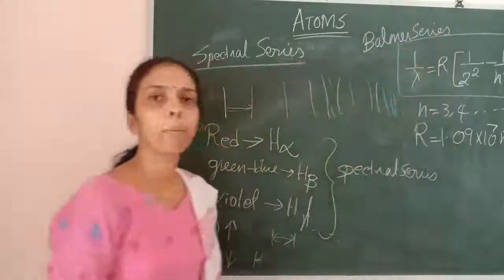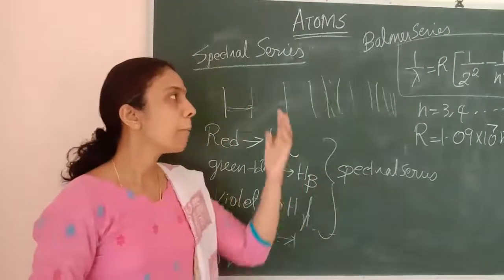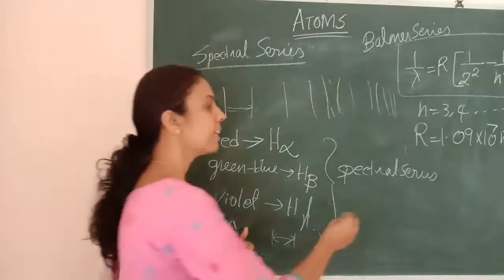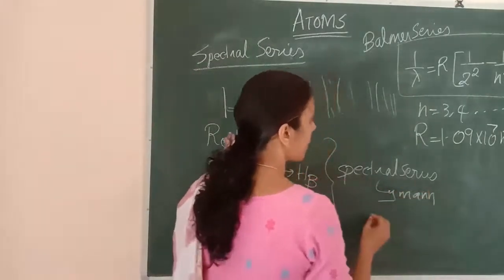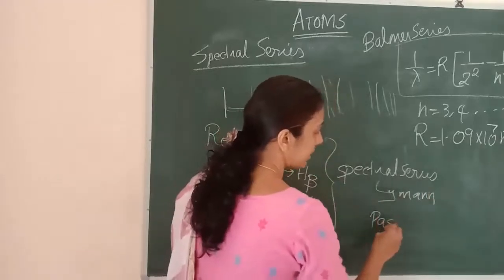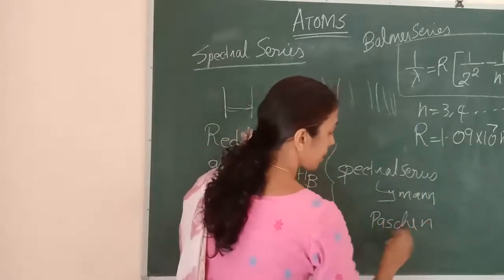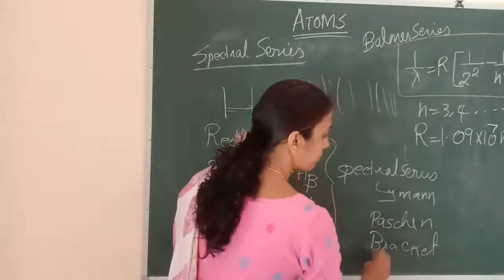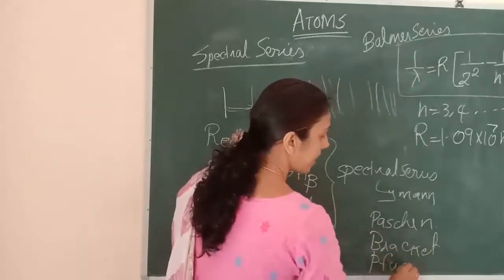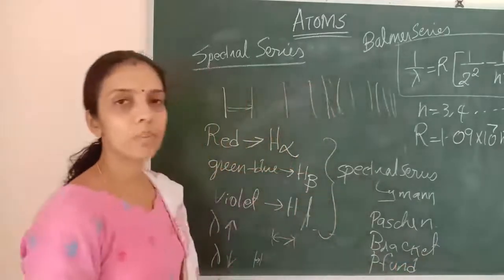Okay, this is the Balmer series. After that, many series were observed, like the Lyman series, Paschen series, Brackett series, and then the Pfund series. Like that, many series we observed.